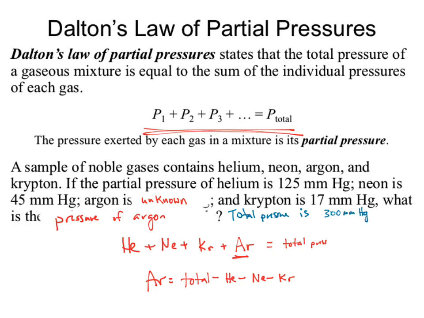So now to solve Dalton's pressure, it's not just adding them all up. It's recognizing that that's how you solve for total pressure. Now use that information to solve for the missing piece. Okay? It's always about solving for the missing piece.